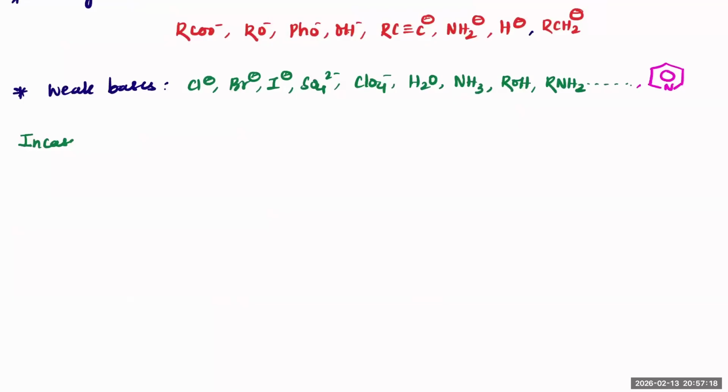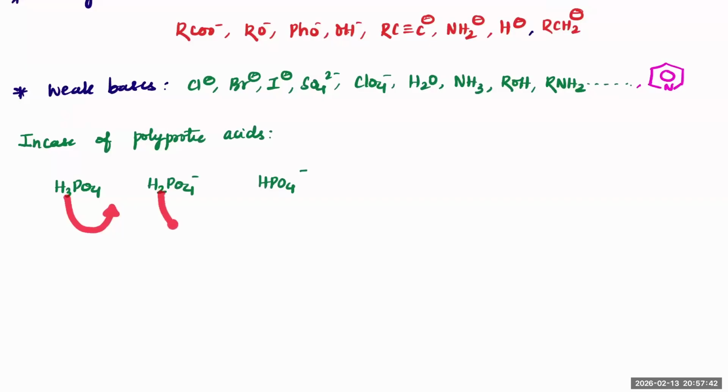In case of polyprotic acids, what does that mean? For example, let's take the example of H3PO4. And H3PO4 is becoming H2PO4-. It is becoming HPO4 2-. Now, as an acid, it can give one H+ here. This can still give one H+. This can still give H+. That means all three are acting like acids. This HPO4 2-.